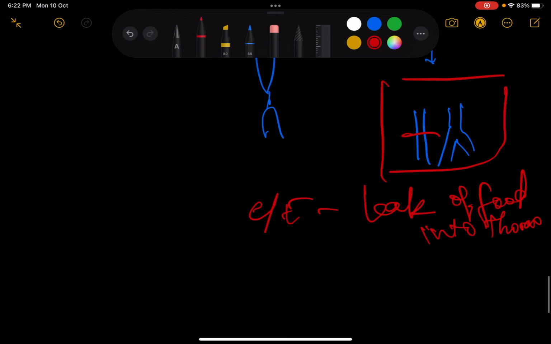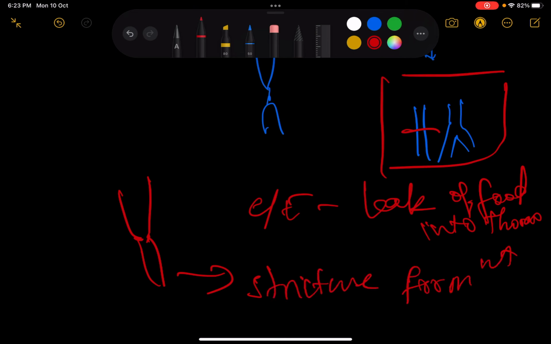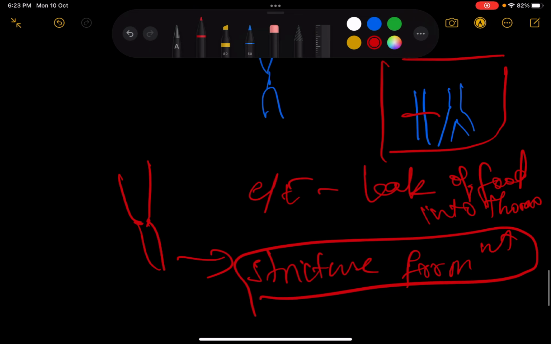And the late complication is that because there is an anastomosis that is done between the two, as you can see, narrow strictures could be formed. So stricture formation is seen as a late complication, and that again is an issue. Again might need surgical intervention. Does not definitely need, but might need.